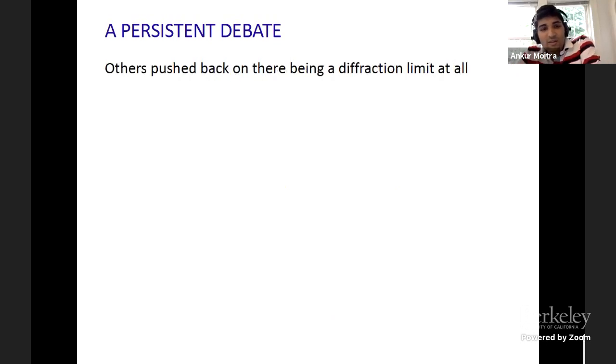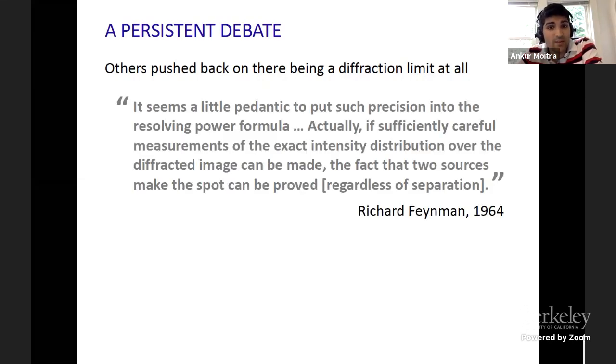And in fact, over the years, some people have even pushed back on the idea of there actually being a diffraction limit at all. There's this beautiful quote from Feynman in his famous Introduction to Physics lecture series back in 1964, where he said, when discussing Rayleigh's criteria, "Well, it seems a little pedantic to put such precision into the resolving power formula. Actually, if sufficiently careful measurements of the exact intensity distribution over the diffracted image can be made, the fact that 2 point sources make the spot can be proved regardless of separation."